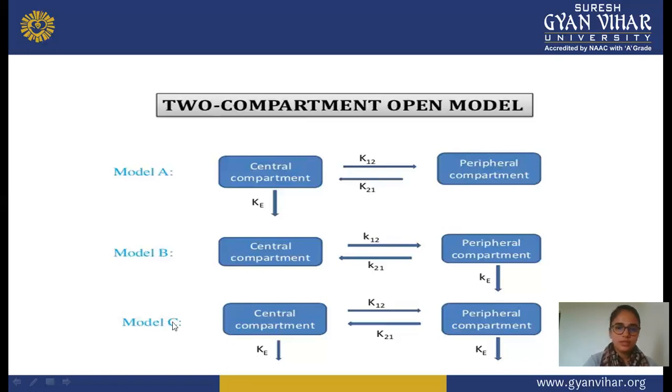Next is model C, the third model. In this, the drug goes from the central compartment to the peripheral compartment, and elimination takes place in both compartments, central as well as peripheral. It is the third type, where elimination takes place in both compartments. So in type 1, elimination takes place only from the central compartment; in type 2, elimination takes place from the peripheral compartment, not the central; and in type 3, elimination takes place from both the central and the peripheral compartments. These are the three types of the two compartmental open model.